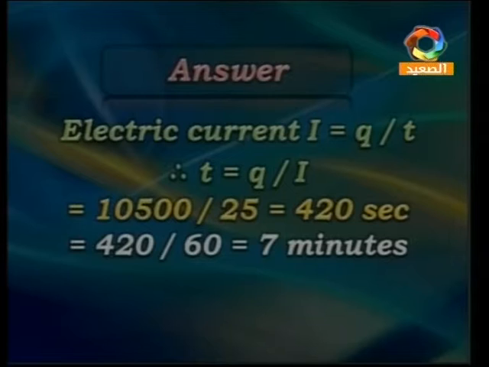Again, 420 seconds. This is the time, it is right, very good, but I need it in minutes. So for the minutes, we have 420 seconds divided by 60, because each minute contains 60 seconds, which equals 7 minutes to make this reaction. It's very easy, and very important to know this.